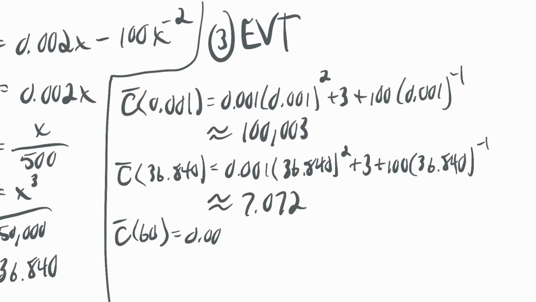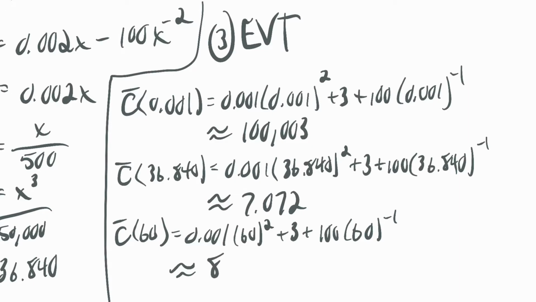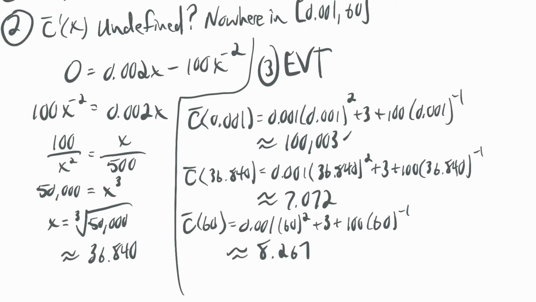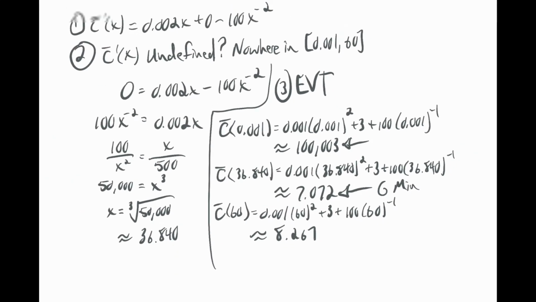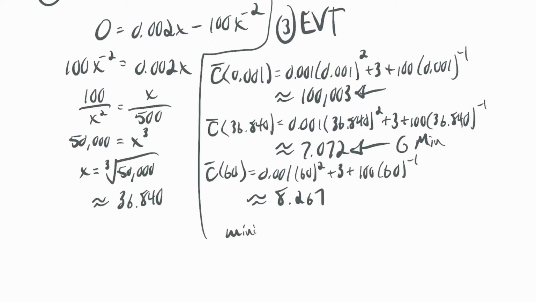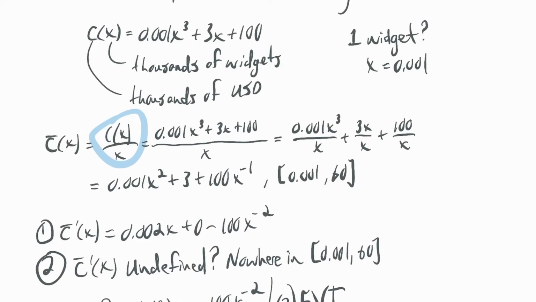So 0.001 times 60 squared plus 3 plus 100 times 60 to the negative 1 power. So 0.001 times 60 squared plus 3 plus 100 divided by 60. So you get 8.267. Okay, so this is very clearly just a huge number. These are both small-ish, but this is my global minimum. This is the lowest value that the average cost function takes on. So to minimize average cost, then I want to make about 8,267 widgets. I think I read this correctly. Yes.